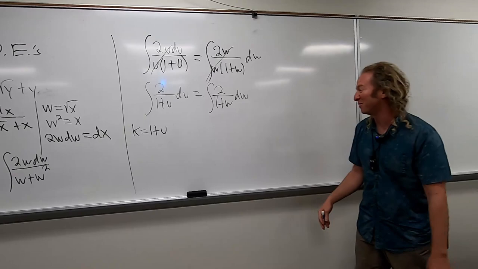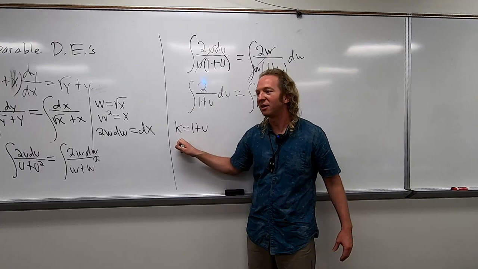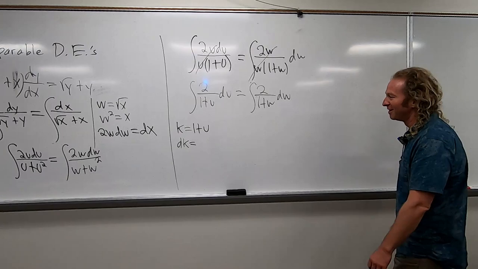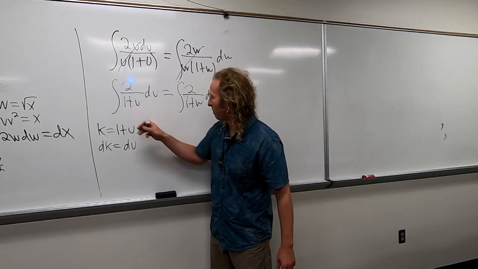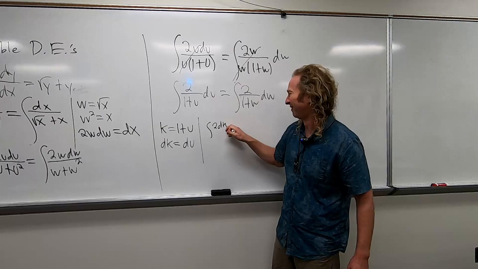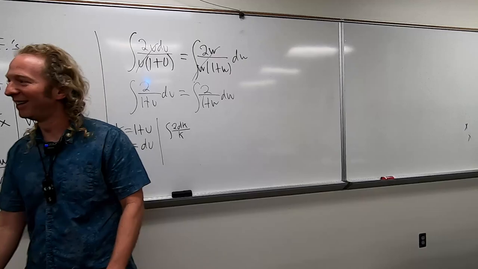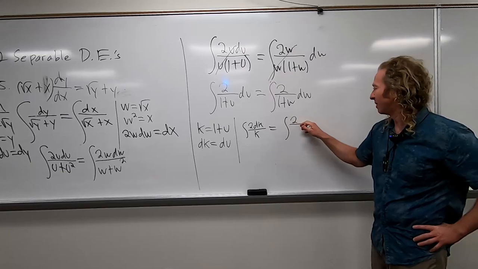So then you take the derivative. So here, what's the derivative of K? That's just going to be what? DK. Yeah. DK. And this is DU. So DK equals DU. Pretty cool. So this one will become 2 DK over K. Feels like physics. This one I'm just going to leave it because it's going to be the same thing. So you'll see what happens. I don't feel like doing it twice.